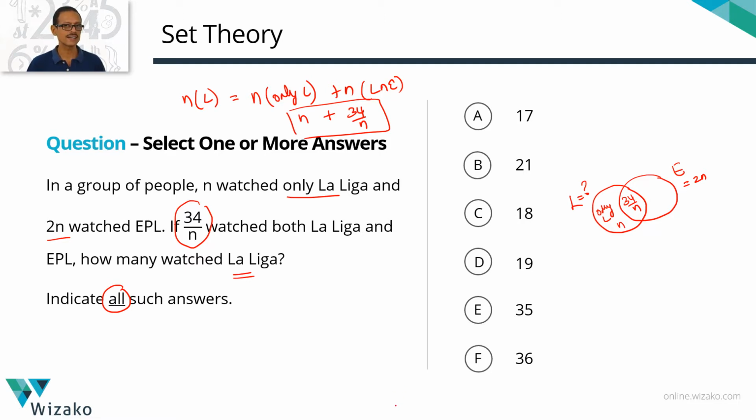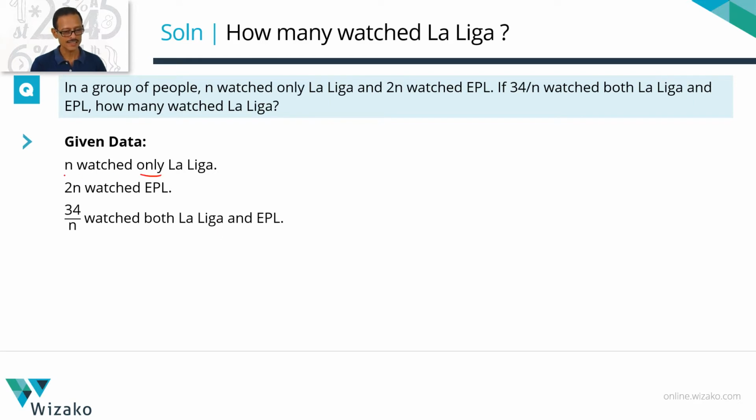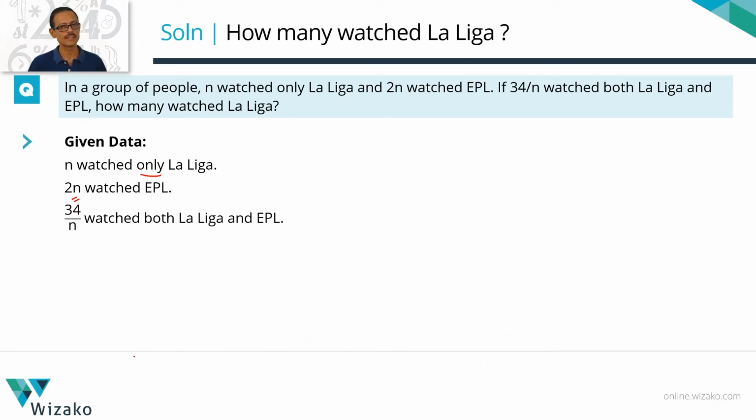Let's jot down key data. There are 3 points to it. First one, number of people who watched only La Liga, that is N. People who watched EPL, that is equal to 2N. People who watched both, that is 34 upon N.